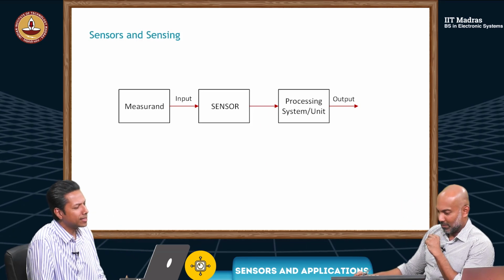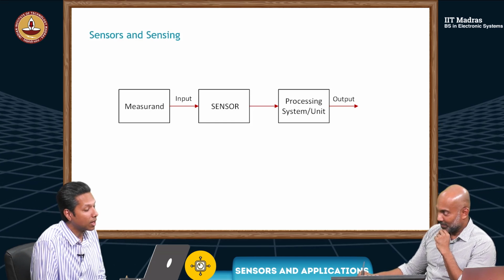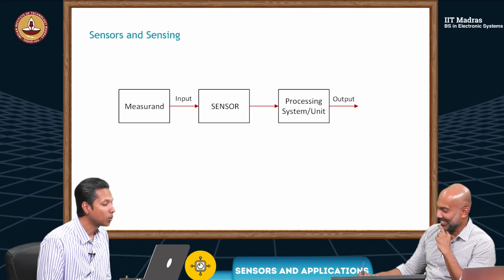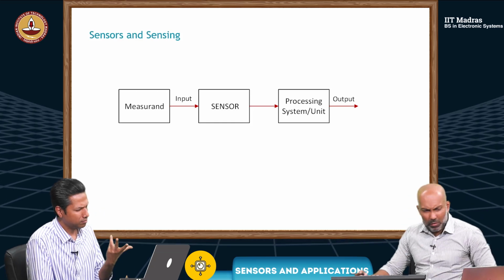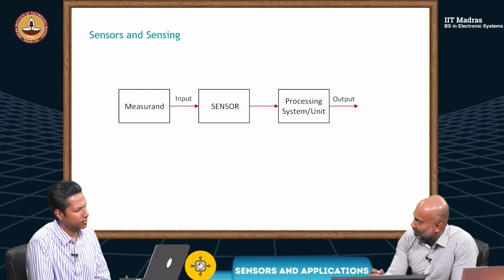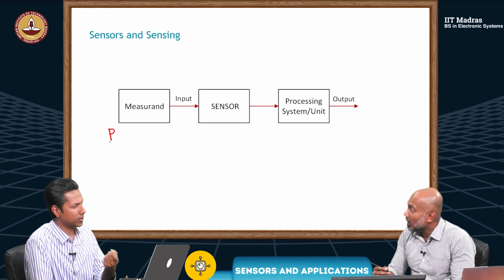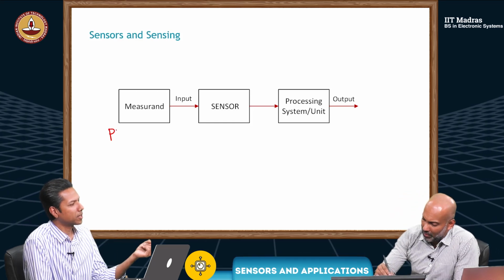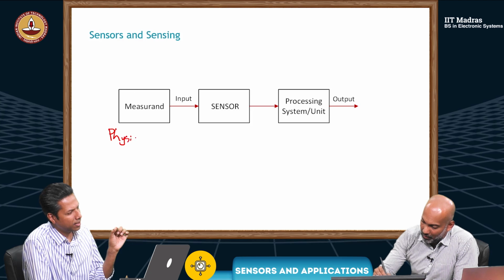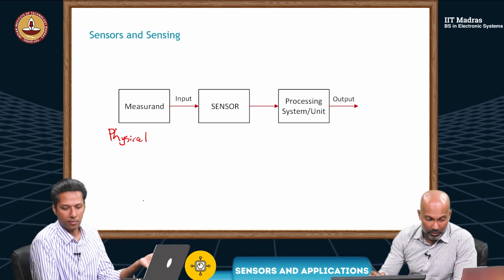What is this? So I see something called measuring sensor processing system, unit, output, input. Oh, what is this? So measurement. What is measurement? I know measurement. Measurement is the process of measuring something. Yes. What are you measuring? Oh, so like temperature, if I'm measuring temperature, then temperature is the measure. Right. So it could be a physical quantity.